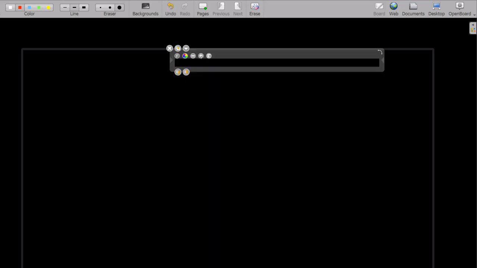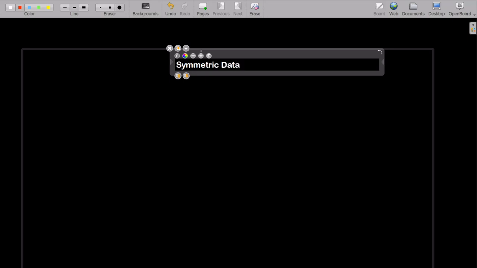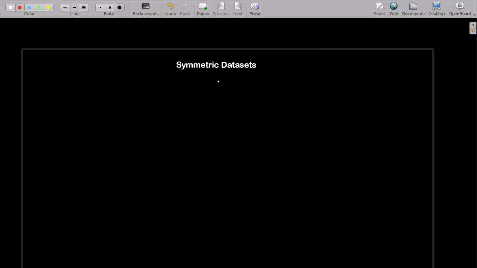First is symmetric dataset, which is really important. You will see a couple of questions. You can expect questions from symmetric datasets. Symmetric datasets are those datasets which are, well, symmetric.